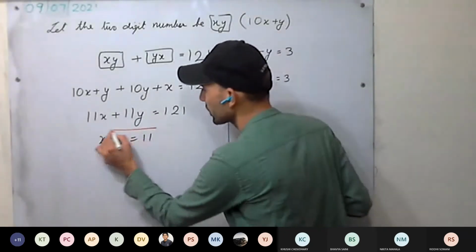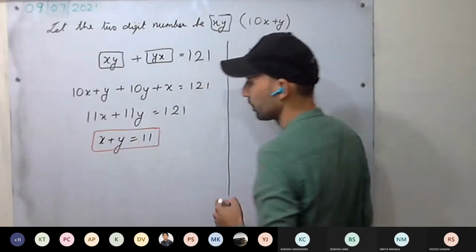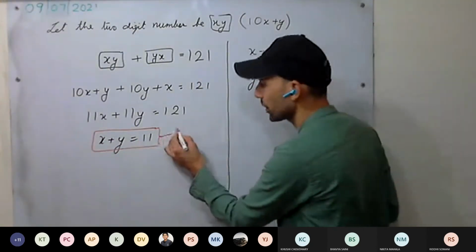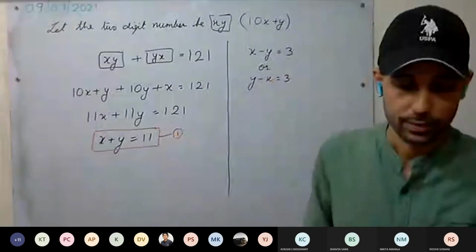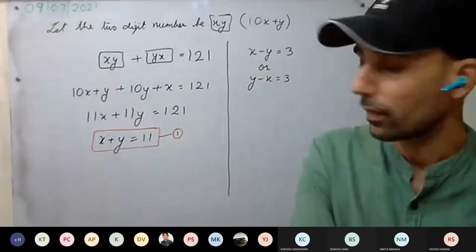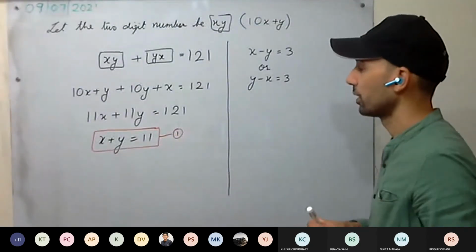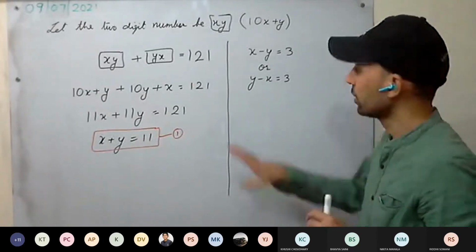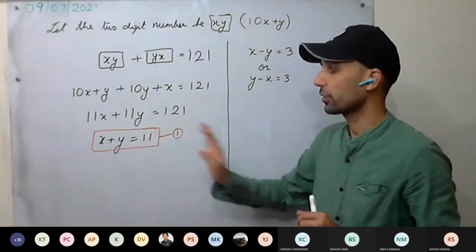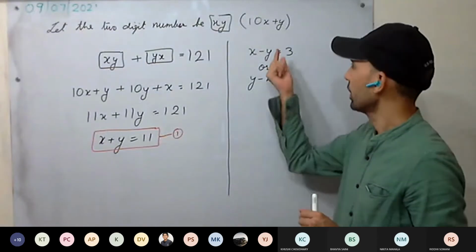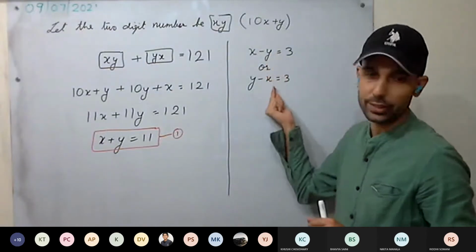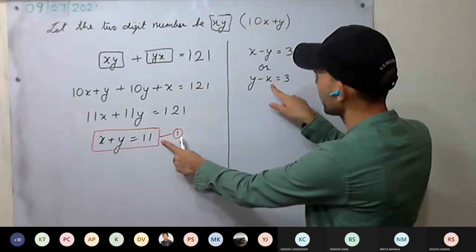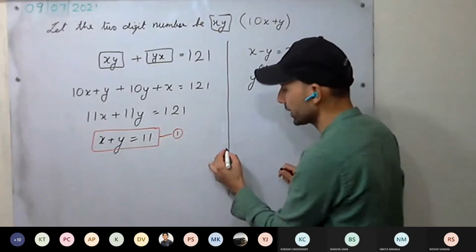Whether you have got the same equation or not, check it once. Is this clear? First equation we have got x plus y equal to 11. Now see here, two equations are there, so this equation will be taken once with this and once with this. So we'll have two cases.